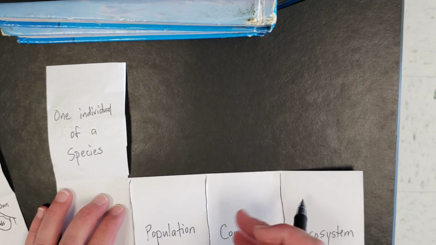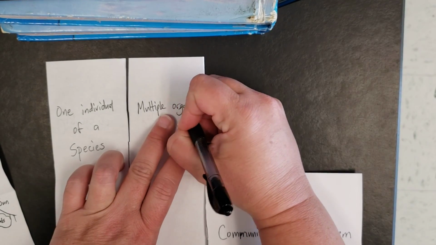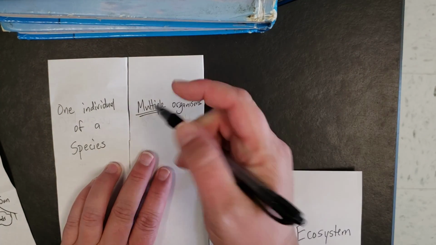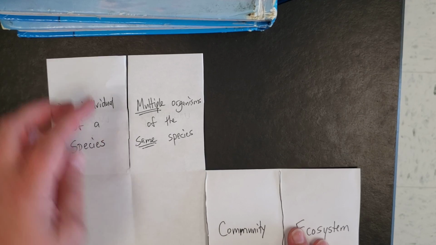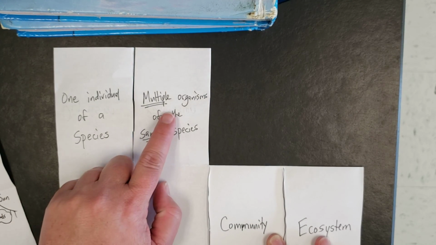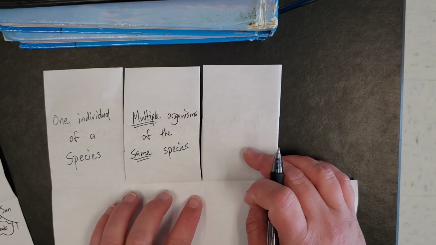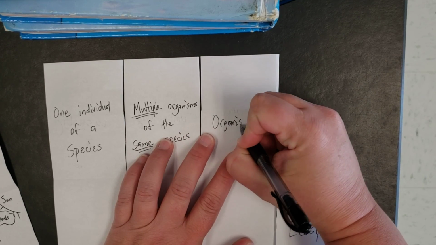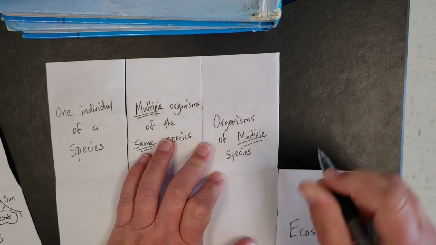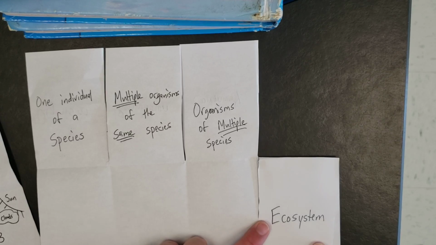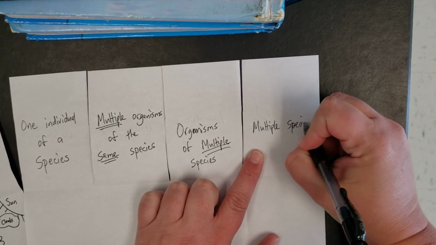All right, well, let's look at a population. A population is multiple organisms of the same species. Okay? So population, multiple organisms of the same species. All right? Community. Now we're looking at multiple species. Multiple species. Okay? And then the last one, ecosystem, now we're looking at multiple species plus their habitat.